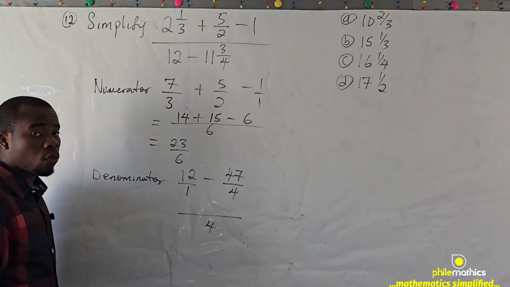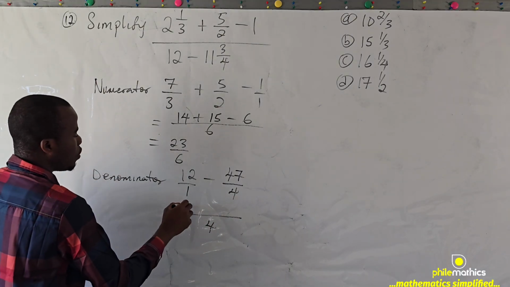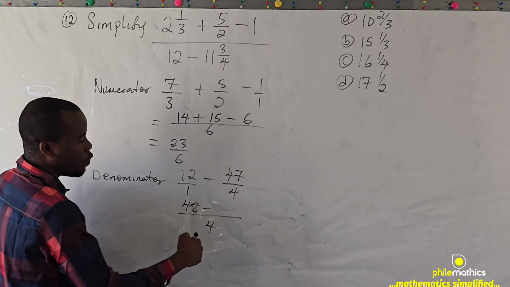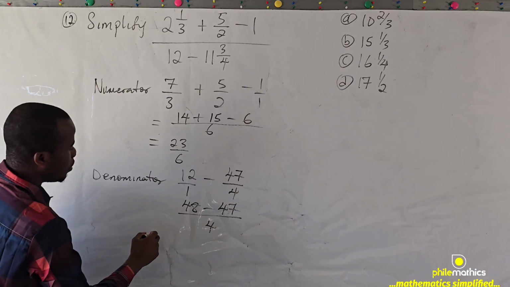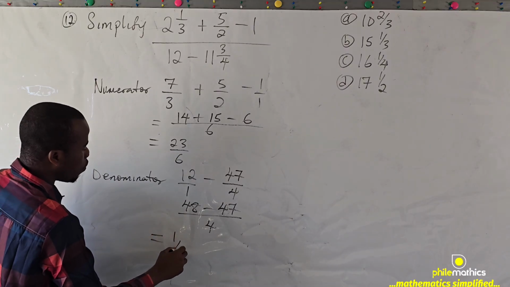1 into 4 is 4. 4 times 12 is 48. 4 into 4 is 1. 1 times 47 is 47. And this is simply 1 over 4.